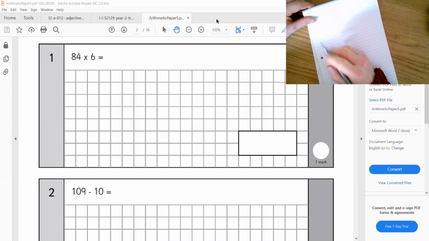Hopefully you've had a chance to look at this arithmetic paper, either download it or look at the PDF that we sent you today or not. But I'm just going to get straight into it, answering the questions. So answering question 1 then.